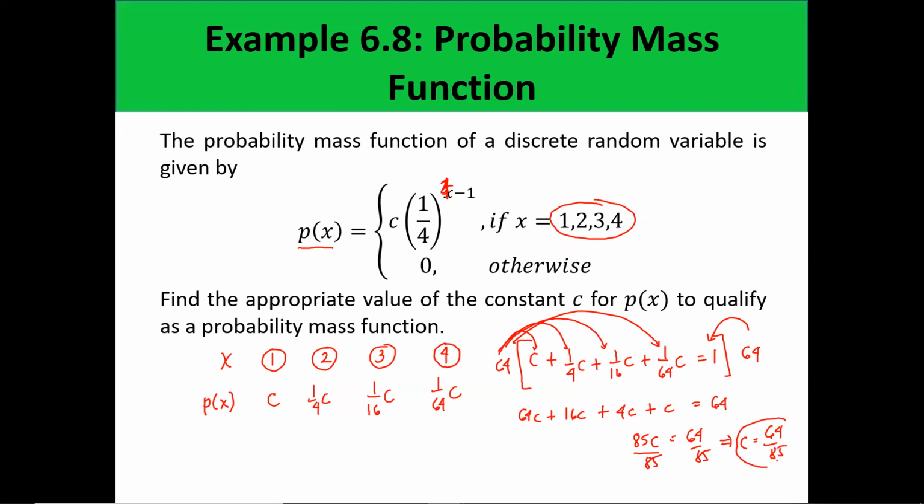So if the value of c is 64 over 85, then this particular probability mass function or this table will qualify as a probability mass function. So this ends our video for the random variables, and in the next video, we shall define what is the average and what is the variance of a random variable x.